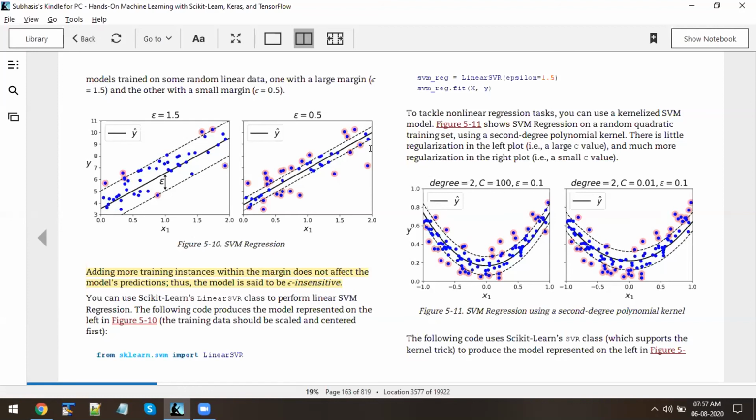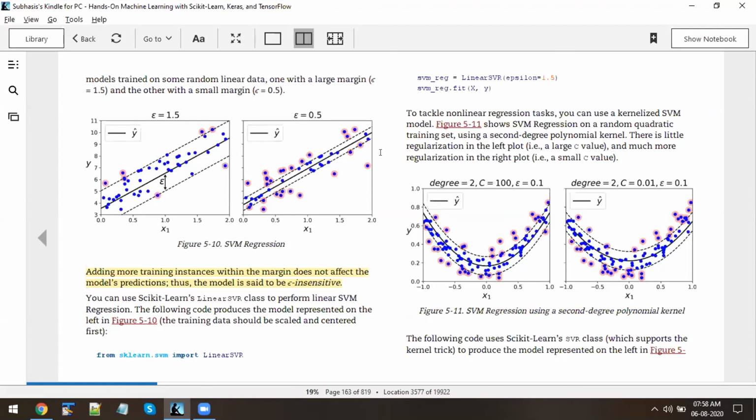No, because the width of the street is independent of whether or not you're allowing margin violations. And that's what C is related to: whether you're allowing margin violations, and how much penalty you're imposing for them. So if you put C small, that means there's little penalty for margin violations. I don't understand it, though.